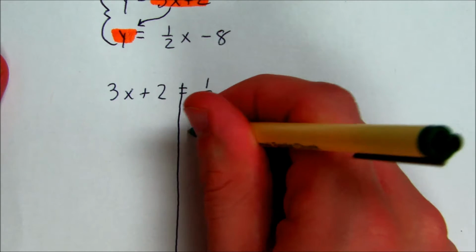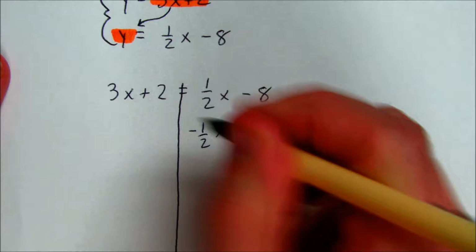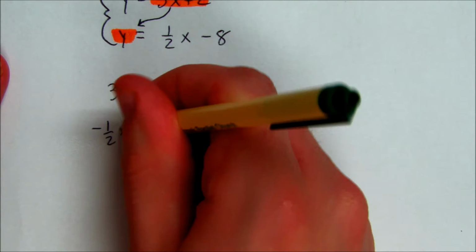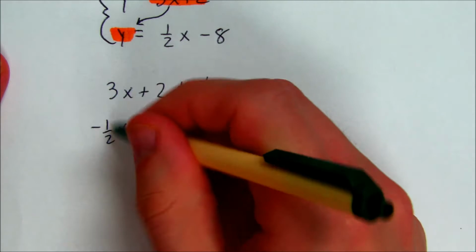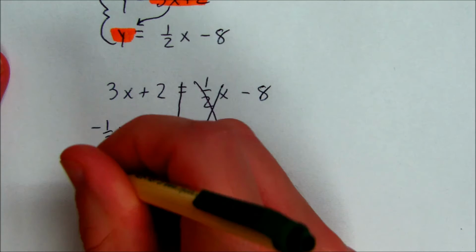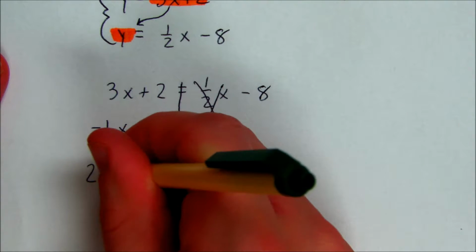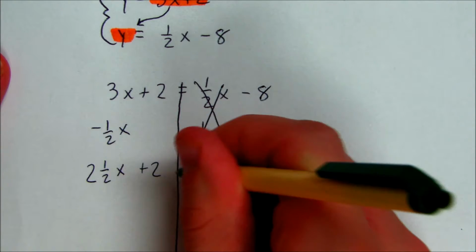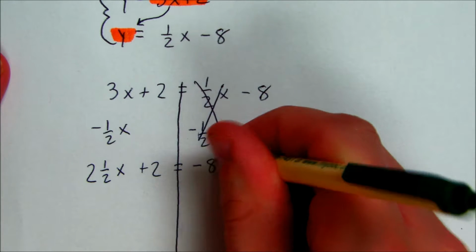So the next thing I'm going to do is move my variables. So I'm going to move 1/2 x. So subtract 1/2 x from both sides. So 3 minus 1/2 is 2.5x plus 2 equals negative 8.